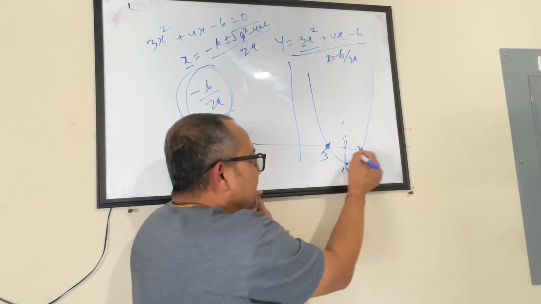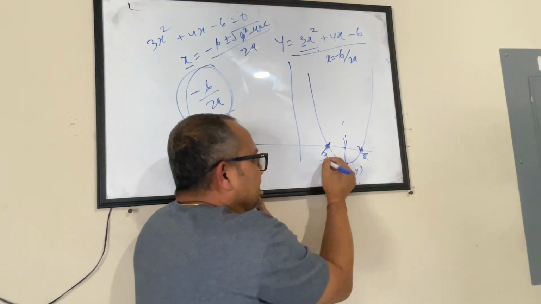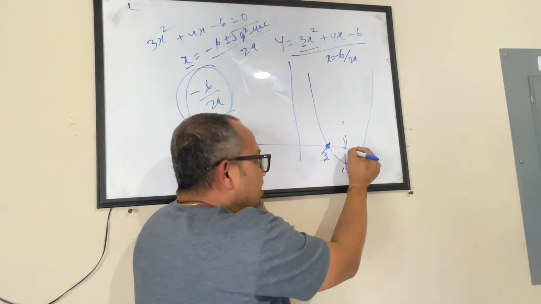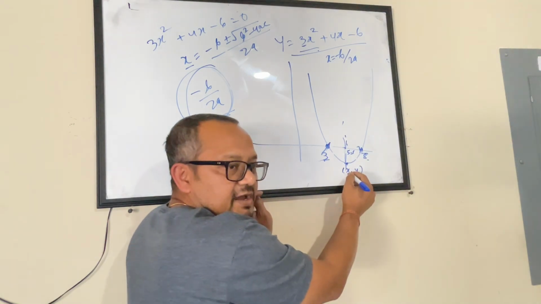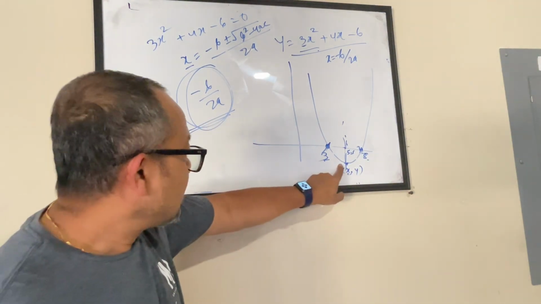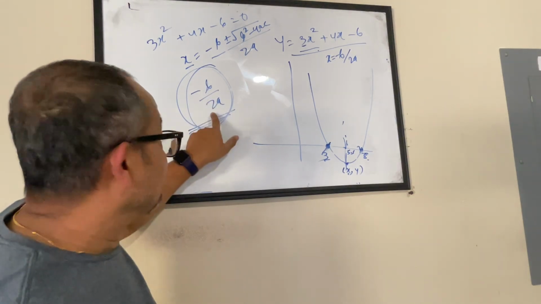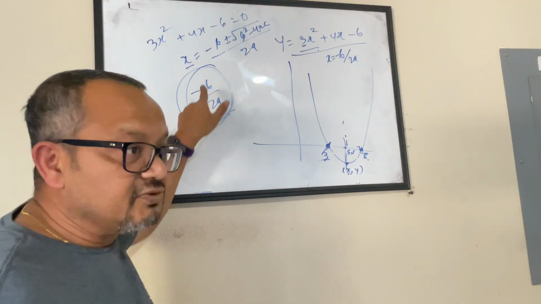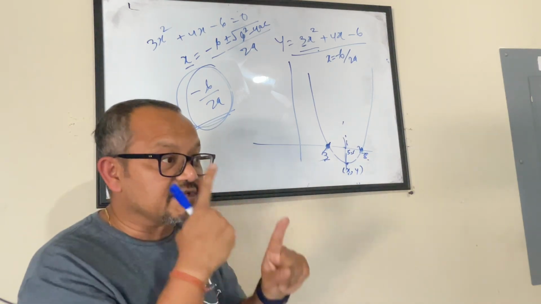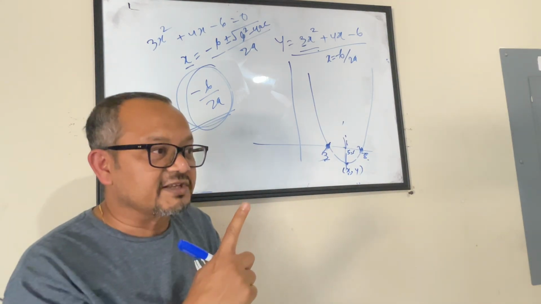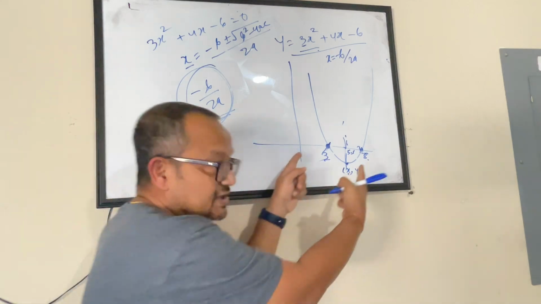If this is 3, this is 8. So 3 plus 8, 11 by 2, 5.5 will be my x value for this point. So here, I would not go for minus b by 2a, because minus b by 2a gives me only one solution. My discriminant is 0, it tells me it's touching only at one point on the x-axis. It might be touching in two places.